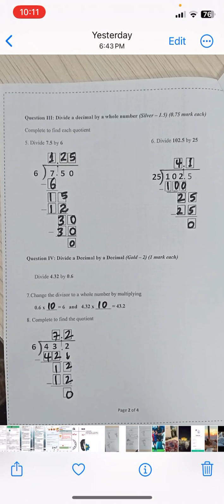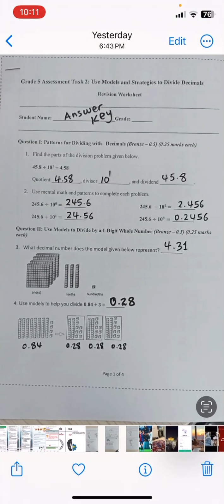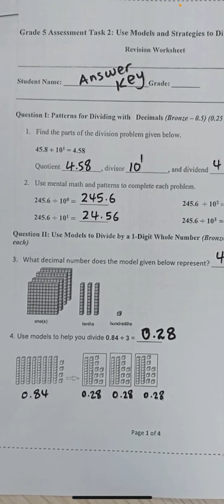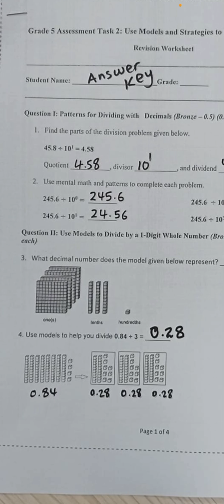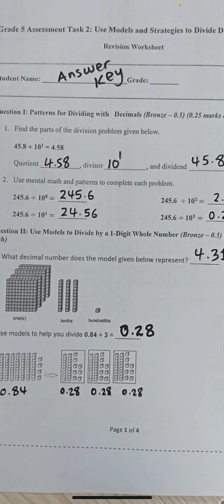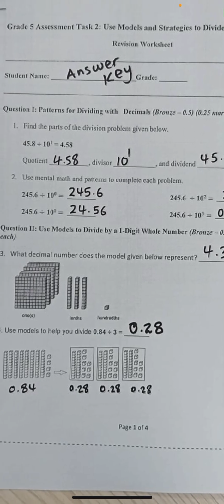These are the most important questions. Now we move to the questions. For example, question number 1. Find parts of the division problem given below. 45.8 divide 10 power 1 equals 4.58. Now he wants the quotient. The quotient is 4.58, the answer of the division problem. The divisor is 10 power 1, the number we divide by, and the dividend is 45.8, which is the number we divide, the number we are dividing is the dividend.